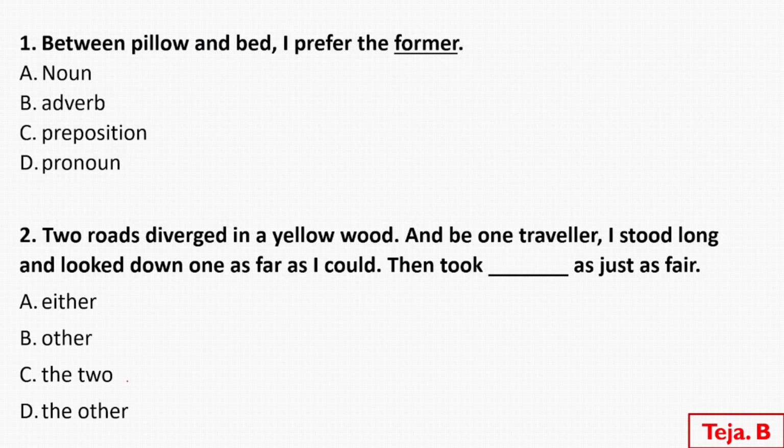Guys, here are the two sentences for you. Could you please post your answers in the comment box? Between pillow and bed, I prefer the former. Right? What is the part of speech of the word former? In the second sentence: Two roads diverged in a wood, and being one traveler, I stood long and looked down as far as I could. Then took the other, as just as fair. Okay, please choose the best option out of the four.